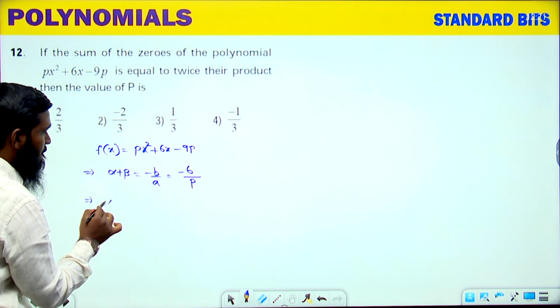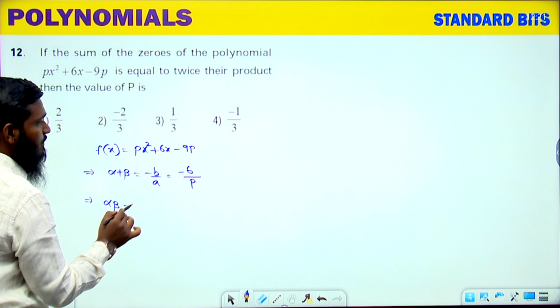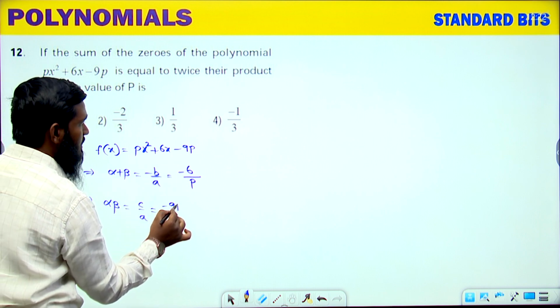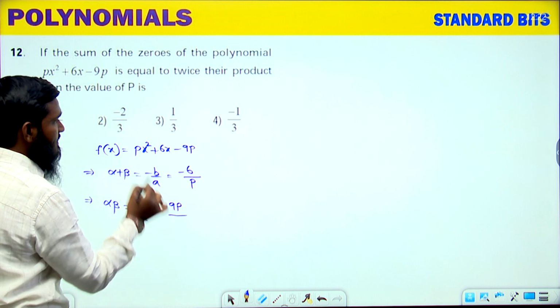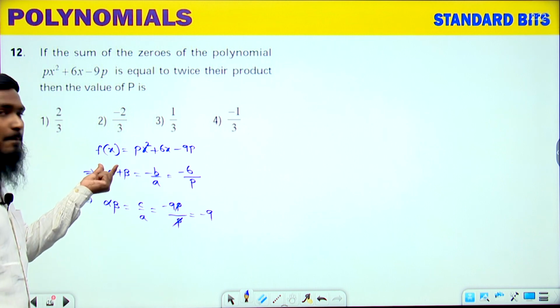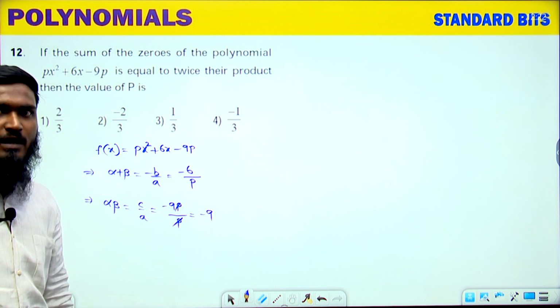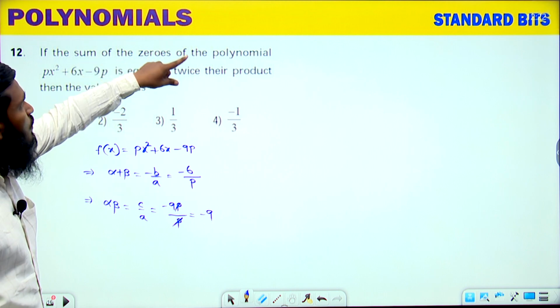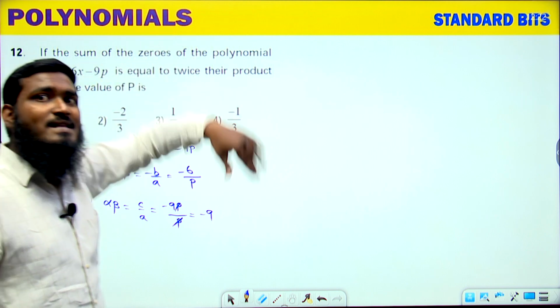Now next, alpha into beta. Alpha into beta means what we are having? c by a. So what is the c value we are having? Minus 9p divided by, what is the a value? p. p gets cancelled, it is equal to minus 9. So the alpha plus beta value and the alpha into beta value we have taken. But a condition has been given over here that the sum of the zeros is equal to twice their product.